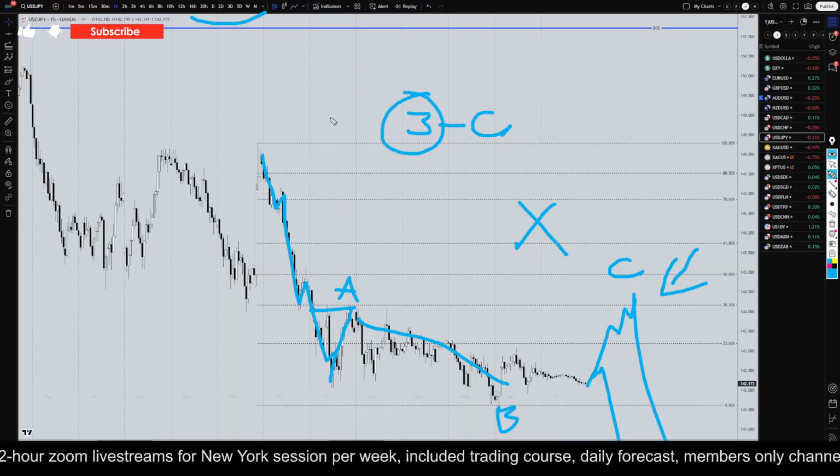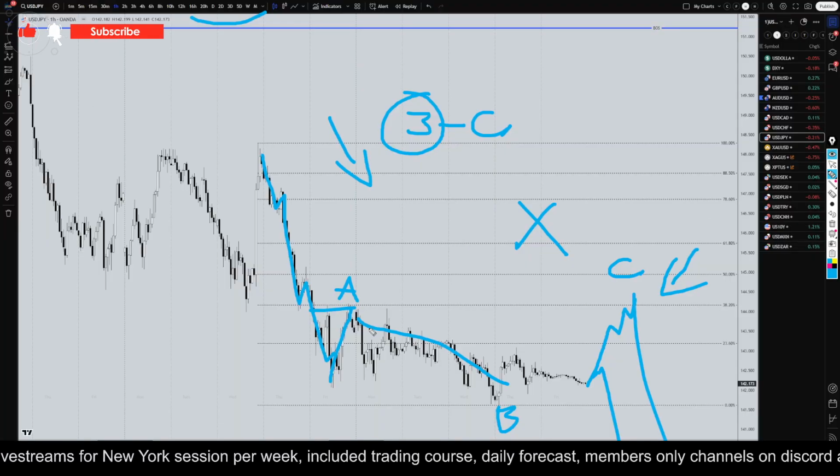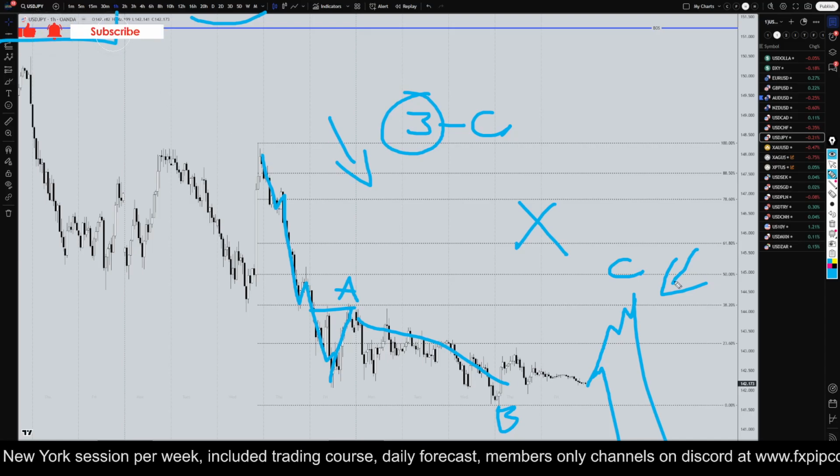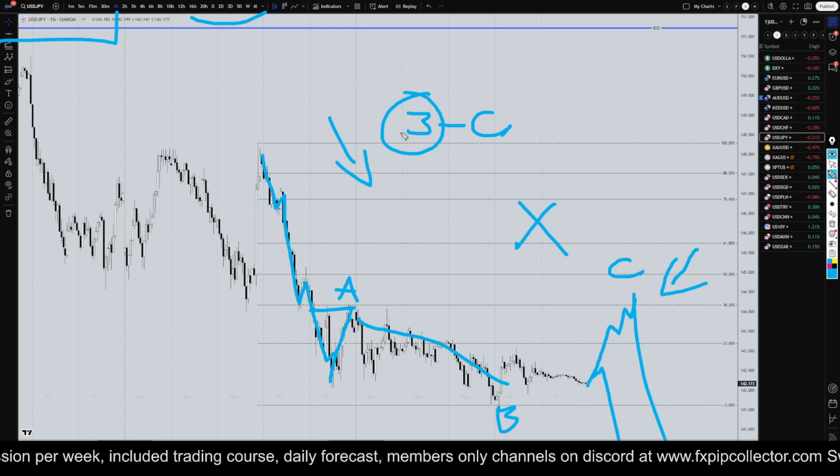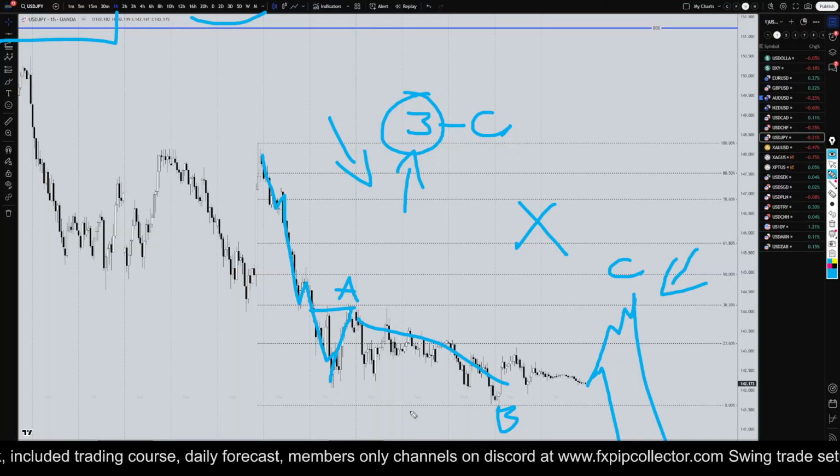When the wave three trend is down, you don't want to be on the 1 hour time frame and below thinking that you should be going long, because you are fighting a strong trend.